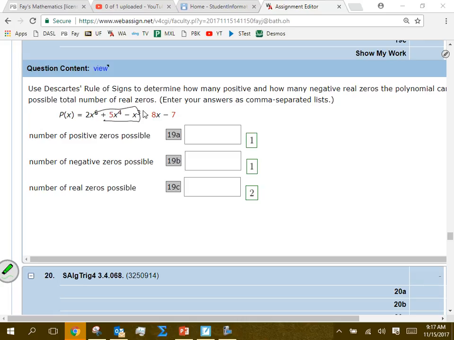The second part says number of negative zeros possible. When we look at the number of negative zeros, we actually have to determine what P of the opposite of X looks like. So I'm going to write this out, and then we will evaluate it. So 5 times -x to the 4th, minus -x cubed, minus 8 times -x, and then we got our -7 over there.